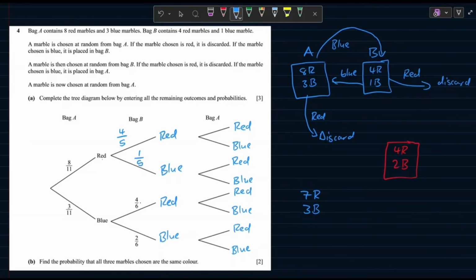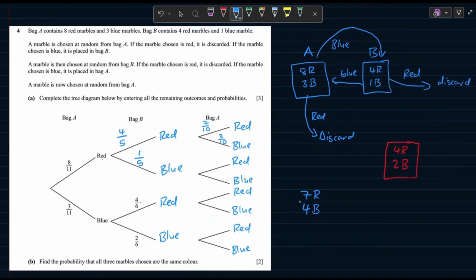So that means in bag A, I'm looking at 7 reds and 3 blues. So I've got a 7 in 10 chance of picking a red and a 3 in 10 chance of picking a blue. Okay. So now, assuming we picked a red from bag A, we're looking at 7 reds and 3 blues, right? Then from bag B, we picked a blue. So that blue is then put into bag A. So now what we actually have is 7 reds and 4 blues in bag A.